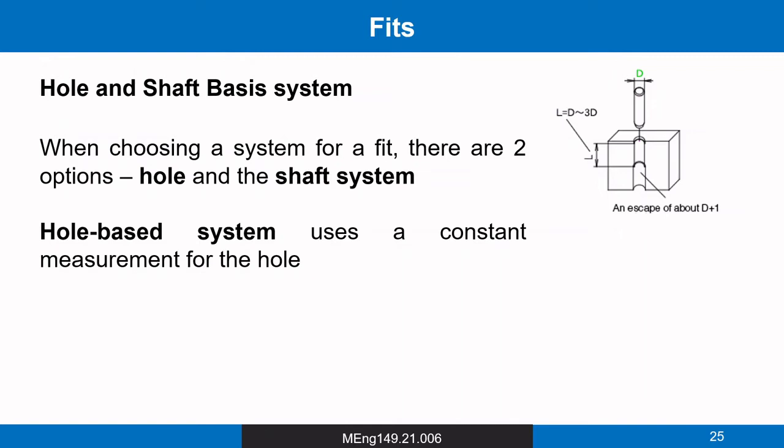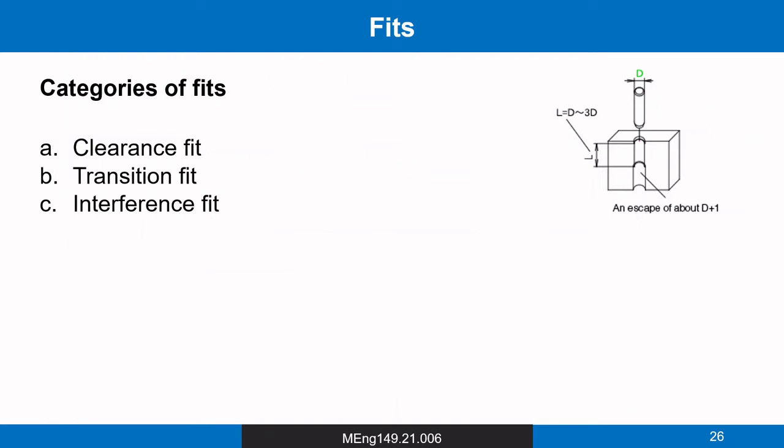This is a system in choosing for a fit, and there are two options. It can be either a hole-based system or a shaft-based system. In the hole-based system, it uses a constant measurement for the hole, and the shaft-based system is the other way around, vice versa. The application of the allowance is the same as the process used in the example problem.